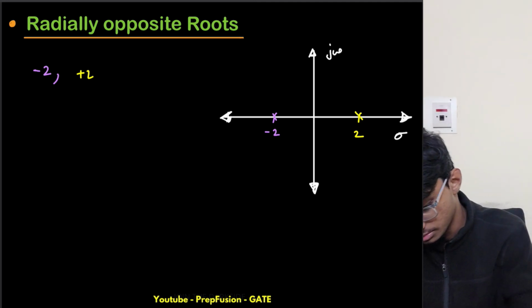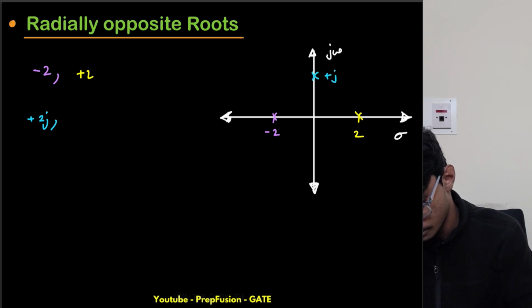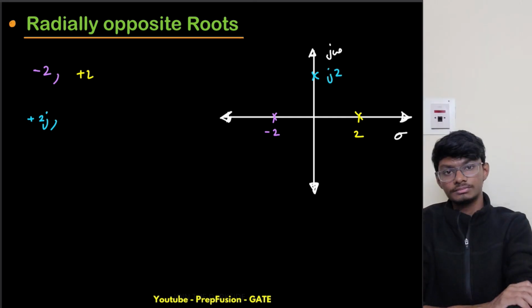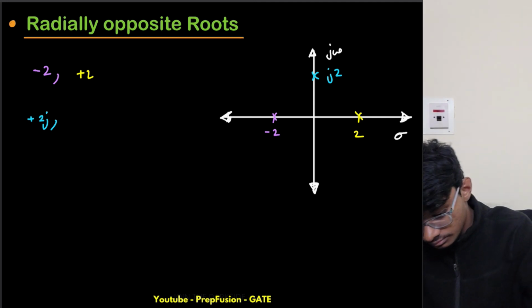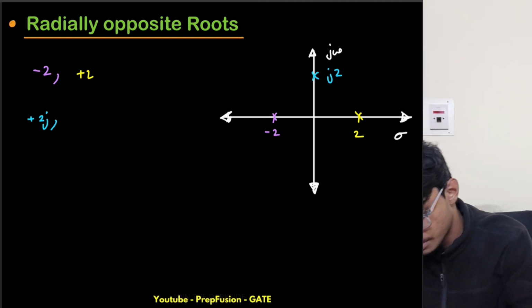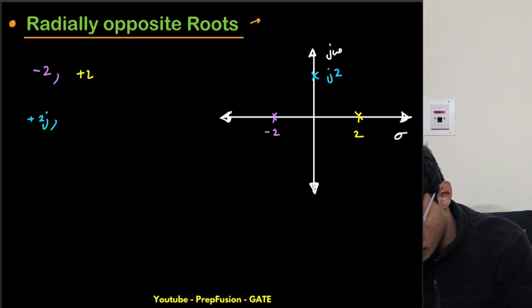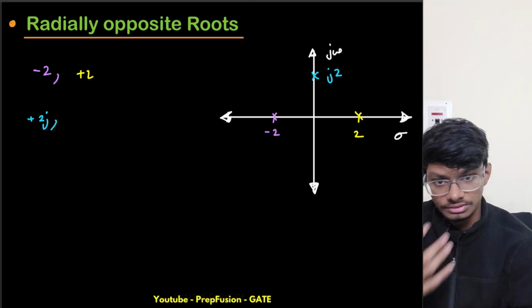Now what if one of my roots is at +2j? And where will my other root be? If they are symmetrical about the origin, what does this mean? This means they are symmetrical about the origin. So you might say this is just like conjugate. No, there will be a difference. I will tell you.